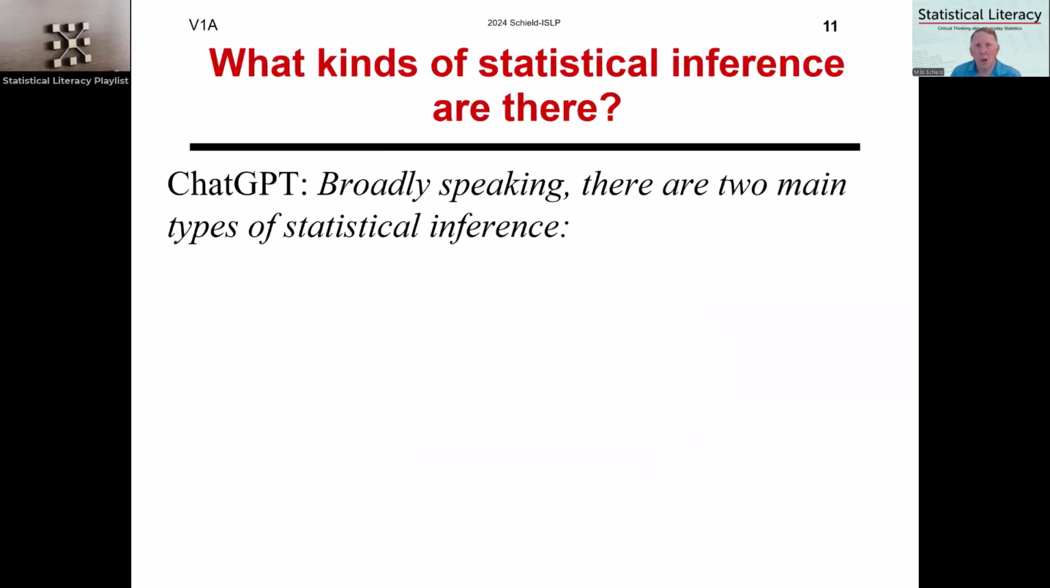Chat, what kinds of statistical inference are there? Chat said, broadly speaking, there are two main types of statistical inference. And I thought, I bet I know what Chat's going to say. Chat's going to say confidence intervals and hypothesis tests, estimation, and decision-making. I was wrong. Can you think of the two categories that Chat came up with? Take a moment.